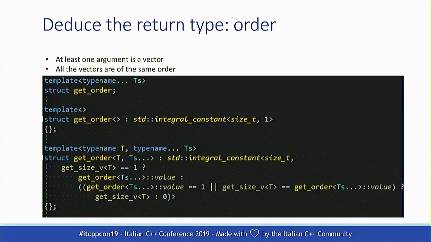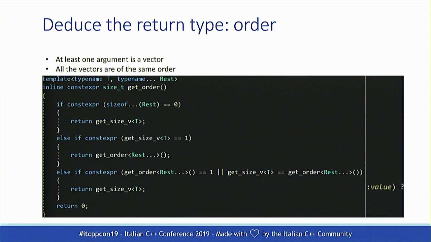With if constexpr, we can create our function that will give us the order of the types. And we can use it like this. We check the size of the remaining arguments. If it's zero, it's just the size of the first type. And we perform all the other checks, just as they were with the ternary before, but now using a more common syntax, a more understandable syntax that even a newbie in his first day in the company can understand.